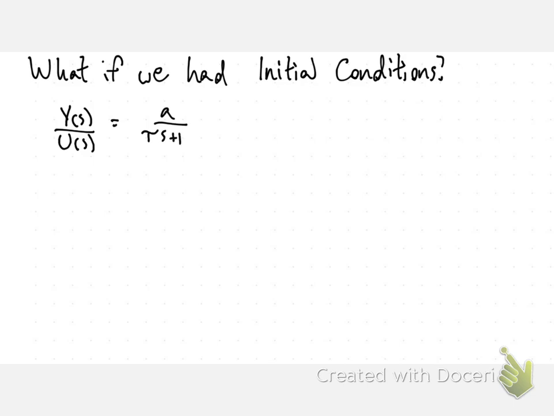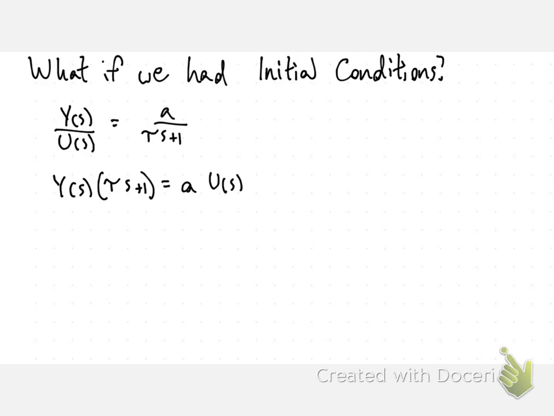So now a quick second derivation for us. What if we have initial conditions? When we find a transfer function, we always assume that the initial conditions are 0. But let's go back to the time domain, and rather than having a standard u of s, we're going to go back to the time domain by multiplying y of s over tau s plus 1 and u of s times a.